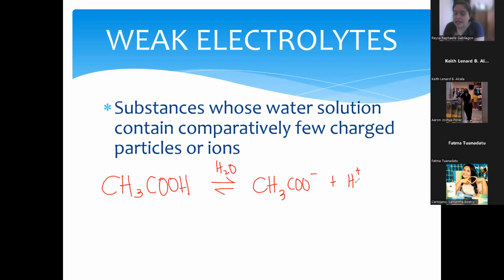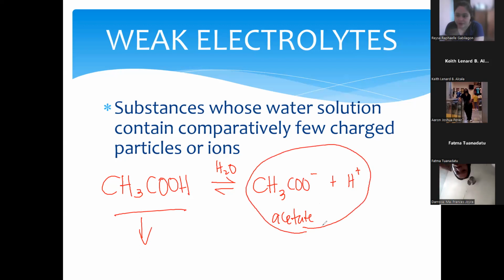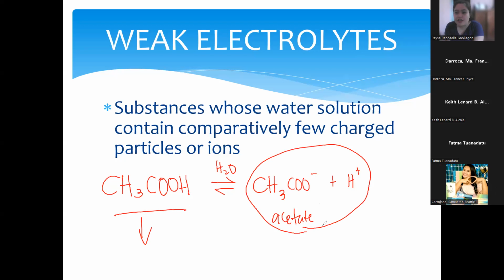Sa pagdating kay acetic acid, it will give you the acetate ion. This is an acetate ion. And this one is, syempre, hydrogen ion. Pero kasi hindi lahat ng molecules nito mag-dissociate or mag-ionize. Merong matitirang neutral molecules for this. Ito lang yung mga ions na makuform. Okay? So, partial lang yung ionization niya. Okay? We call that ionization or dissociation.